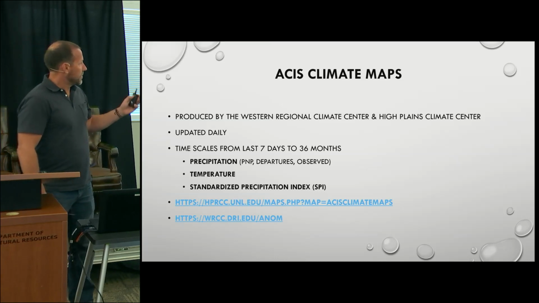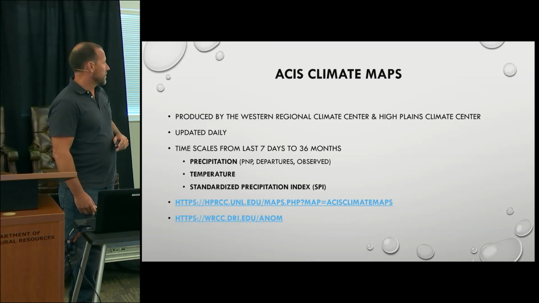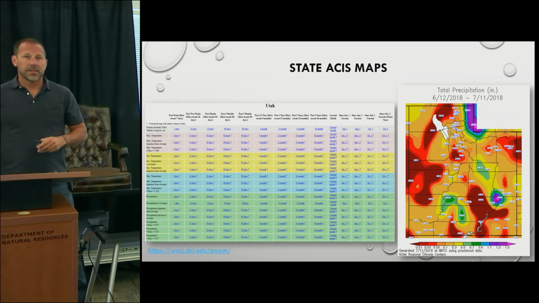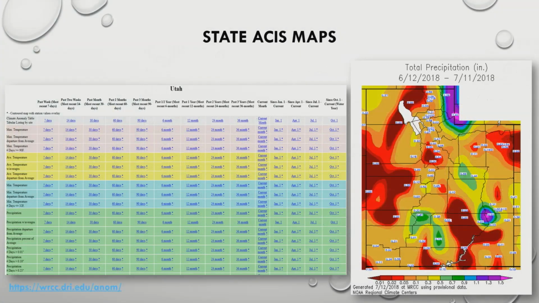Precipitation, these are some of the different parameters: percentage of normal, departures, observed, temperature, we have SPI. And this is an example of one of the products that comes out of our office at the Western Regional Climate Center. These are state AIS maps, and I think these could be really useful. I don't know if many of you are aware of these particular maps.